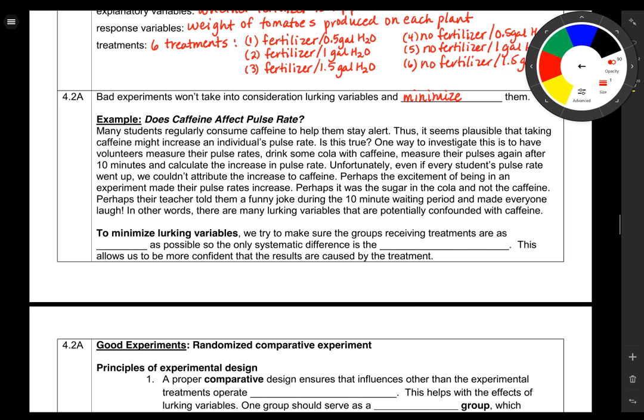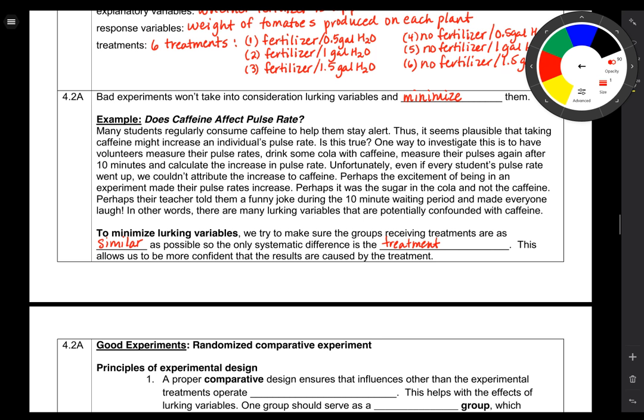So, to minimize lurking variables, we try to make sure the groups receiving treatments are as similar as possible. So, the only systematic difference is the treatment. This allows us to be more confident that the results are caused by the treatment. So, a better way that we could do this is you need more comparison.